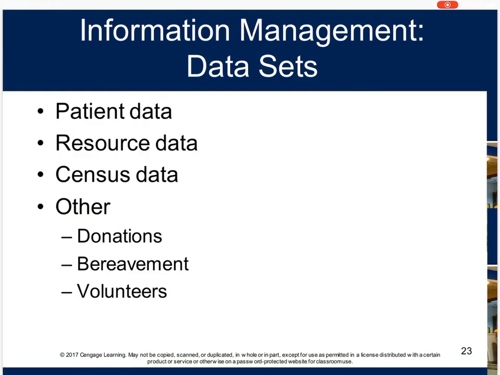In a resource data, we're looking at clinical staff members and vendors that provide services to the patient. Then we have other data. So other data is going to include, at this point, census data. Now, census data is the number of admissions, the number of discharges, the transfers, and then the number of patients that we have under hospice care on any given day. And then we'll also take up data for donations, bereavement, and then we may have a database for our volunteers.